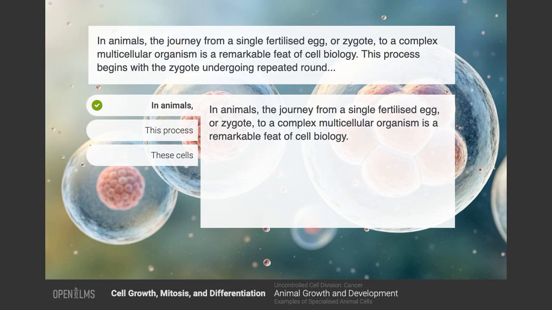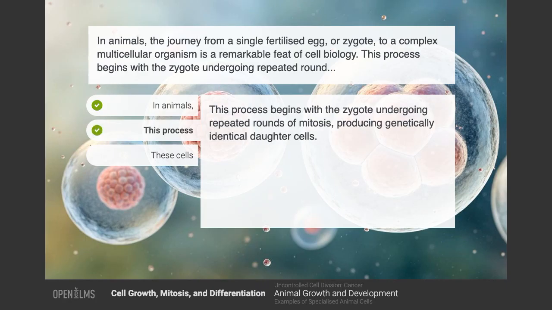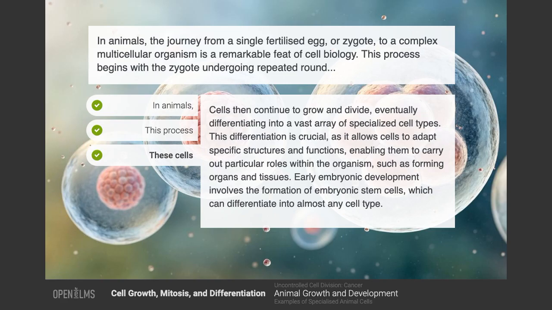In animals, the journey from a single fertilized egg or zygote to a complex multicellular organism is a remarkable feat of cell biology. This process begins with the zygote undergoing repeated rounds of mitosis, producing genetically identical daughter cells. Cells then continue to grow and divide, eventually differentiating into a vast array of specialized cell types. This differentiation is crucial, as it allows cells to adapt to specific structures and functions, enabling them to carry out particular roles within the organism, such as forming organs and tissues. Early embryonic development involves the formation of embryonic stem cells, which can differentiate into almost any cell type.